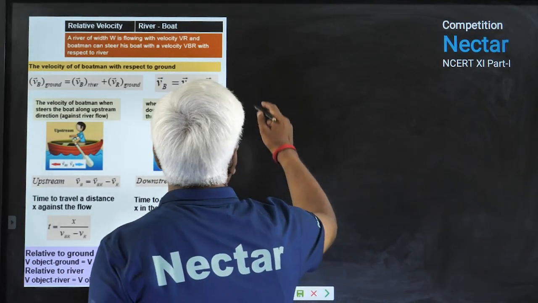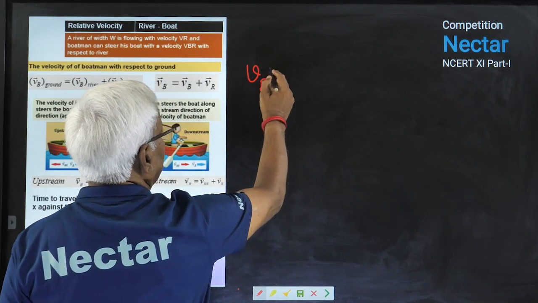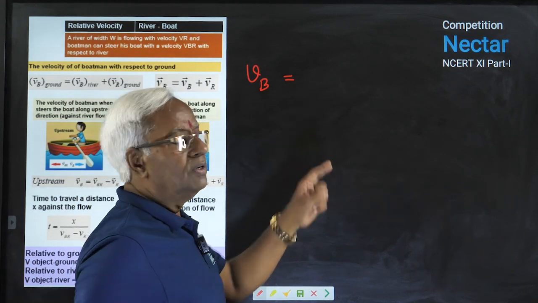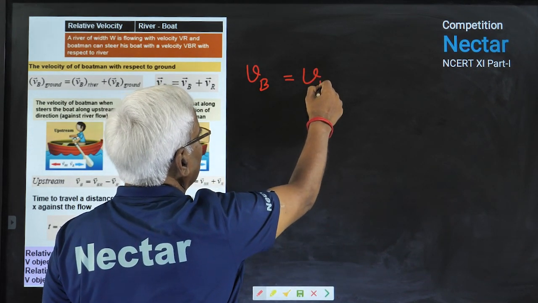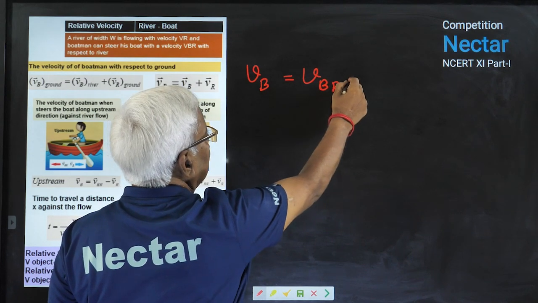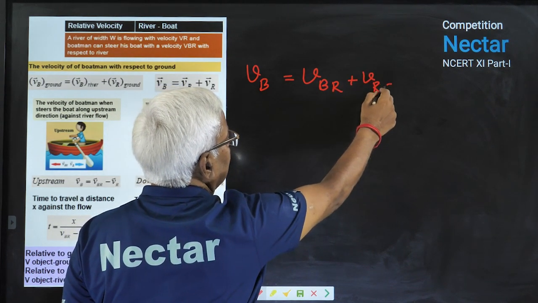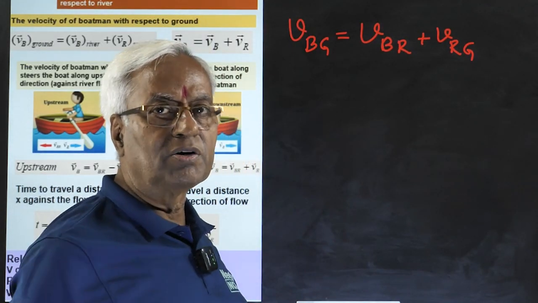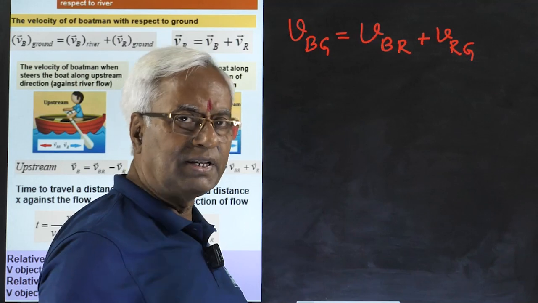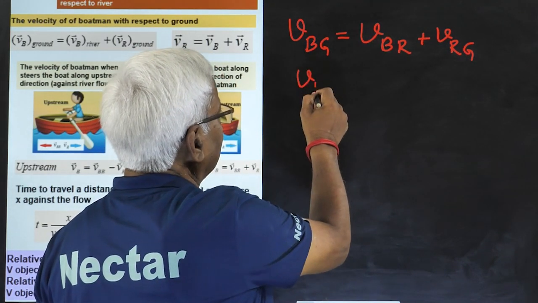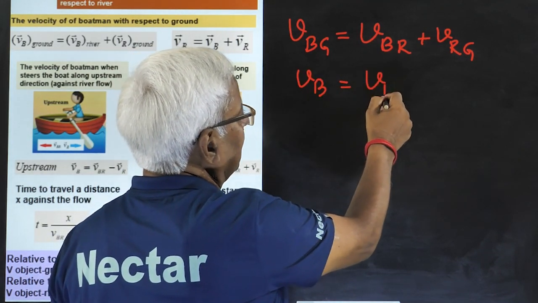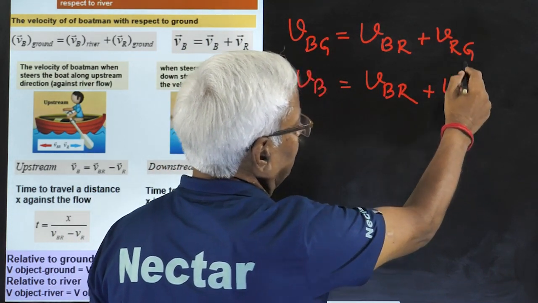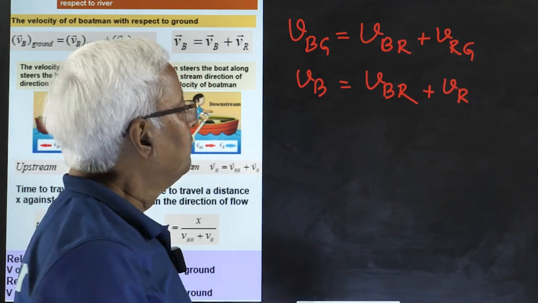Suppose you want to find the velocity of B, which stands for boat here, with respect to ground. Then what you'll do: velocity of boat with respect to river, then velocity of river with respect to ground. I told you, with respect to ground need not be mentioned, it's not the convention, it's not the tradition. We simply say what is the velocity of boat, that is velocity of boat with respect to river flow, and then velocity of river, velocity of river flow.